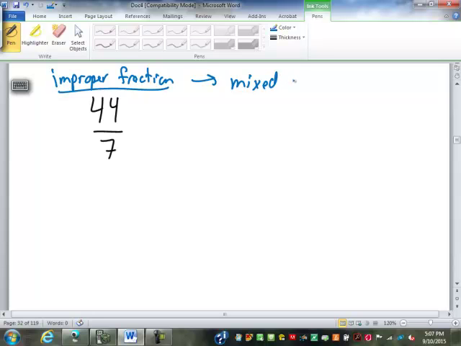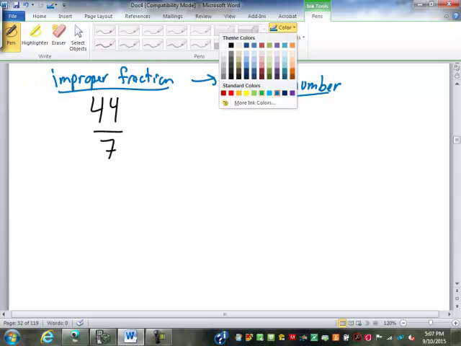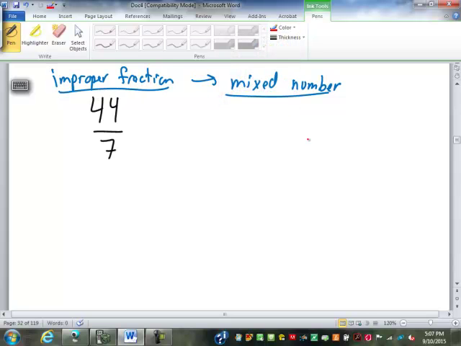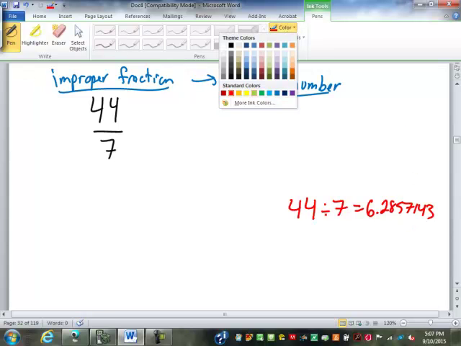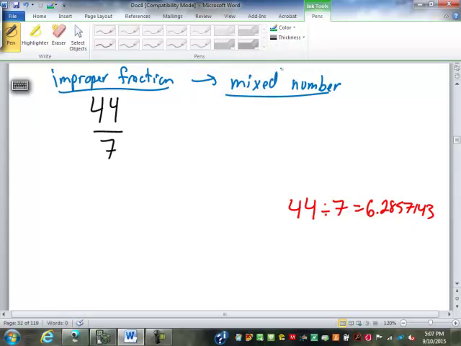A mixed number is just that. It's a mixture of whole objects and then the fractional pieces that are left over. So we need to first figure out how many whole objects we can get out of that. We would do 44 divided by 7, which would give us approximately 6.2857143. What's that tell us? Yeah, there's 6 whole objects and there's a remainder. There's pieces left over. So this is 6 whole objects.